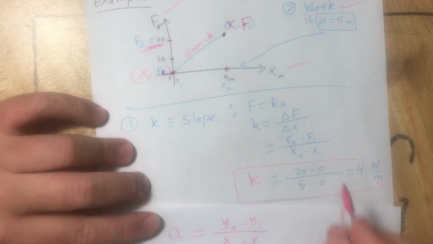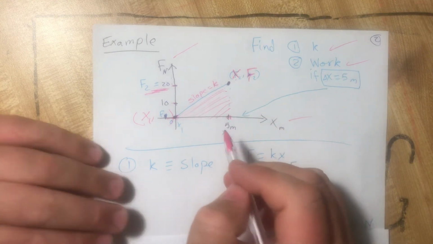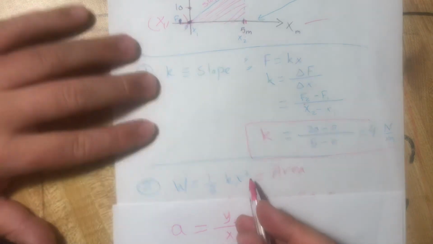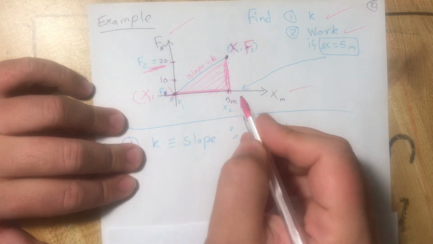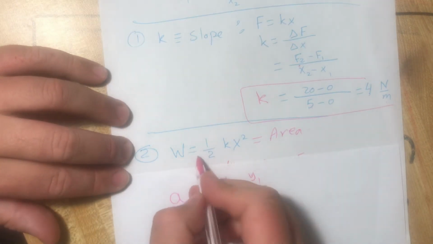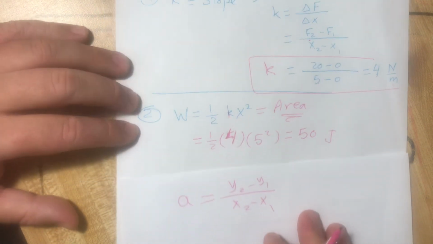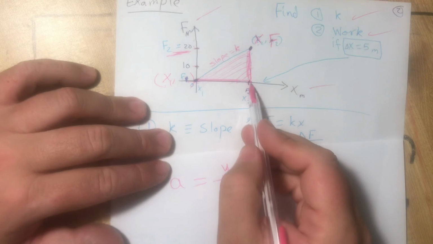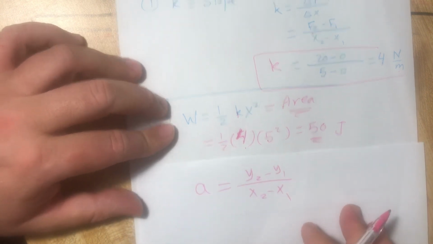Okay, I need now to find the work. The work is equal to the area, this area, which is the area of a triangle. The area of the triangle is, as we said before, half the base multiplied by the height. But we showed that this is equal to half k multiplied by x squared, which is the same as the area. In this case k is equal to 4, as we found now. X, which is the maximum compression displacement, is 5. This will give us 50 joules. This is the work done by this spring.